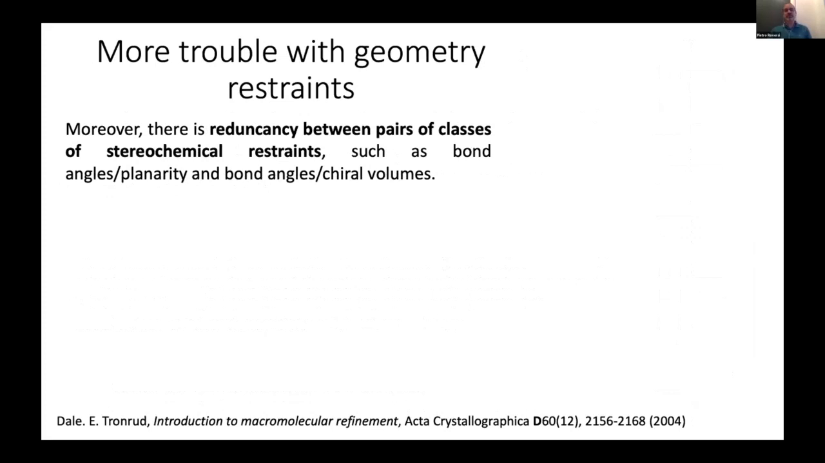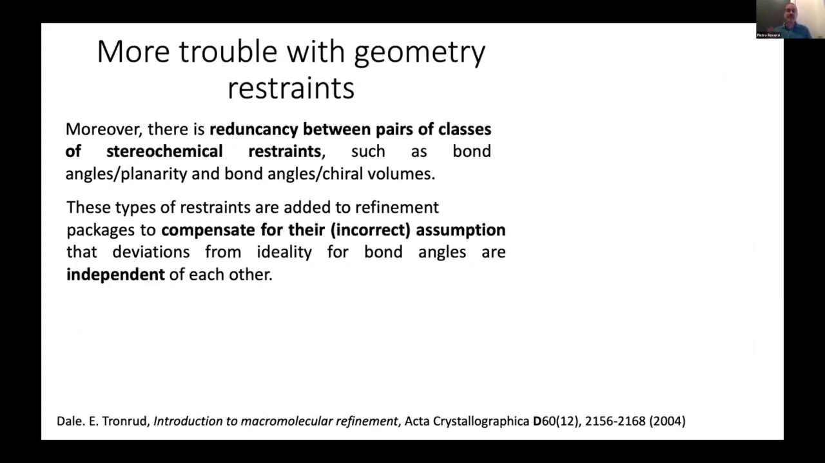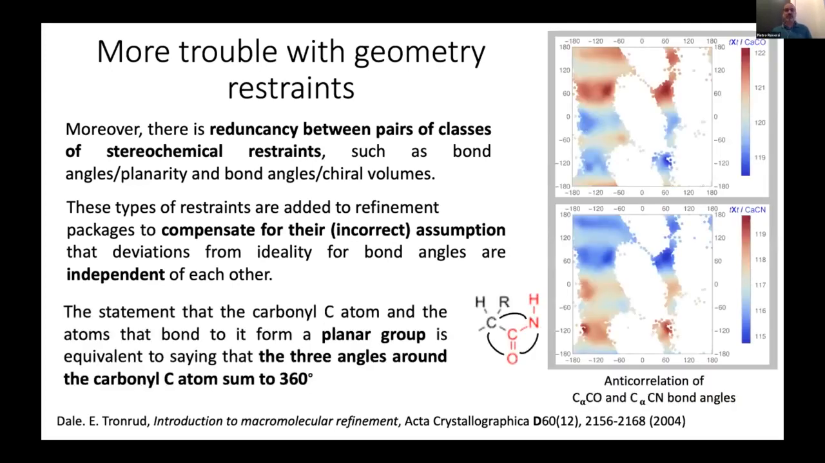Another trouble with geometry restraints is that in order to compensate for the incorrect assumption that the restraints are independent, we introduce extra restraints, for example, planarity or chiral volumes. And so these restraints that we use end up being redundant. And in this picture, Dale shows on a Ramachandran plot the values of two of the angles around the carbonyl and peptide bond, and you can convince yourselves that the C alpha CO angle and the C alpha CN angles are anticorrelated. So in red you have values that are smaller than 120, and in blue you have closer to 120, in red and much smaller than 120 in blue.